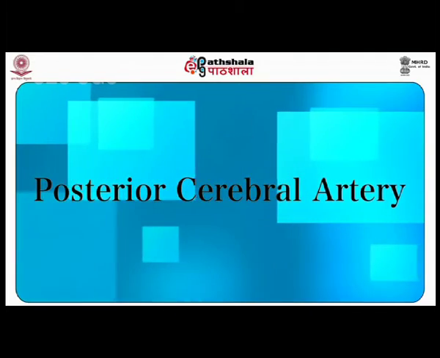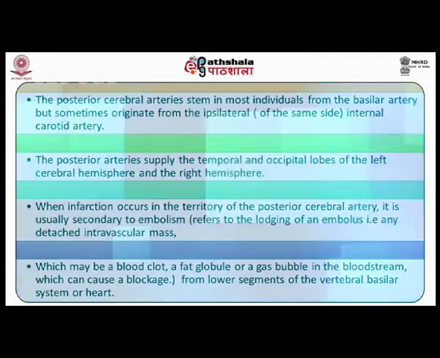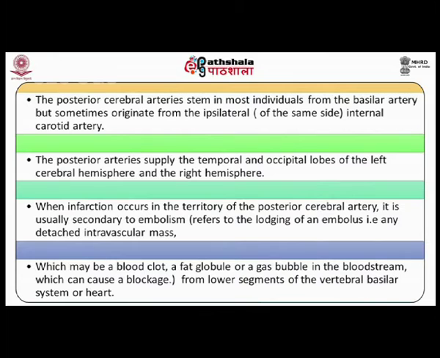Posterior cerebral artery. The posterior cerebral arteries stem in most individuals from the basilar artery, but sometimes originate from the ipsilateral, which is of the same side, internal carotid artery. The posterior artery supplies the temporal and occipital lobes of the left cerebral hemisphere and right hemisphere.